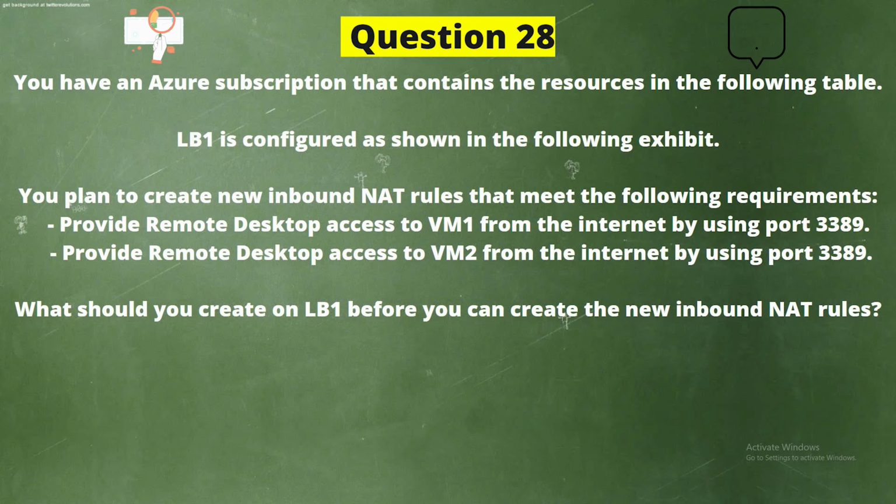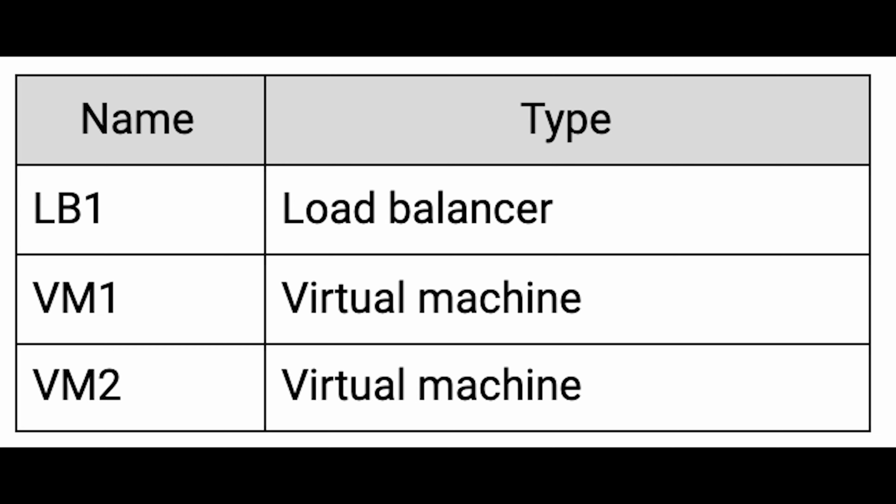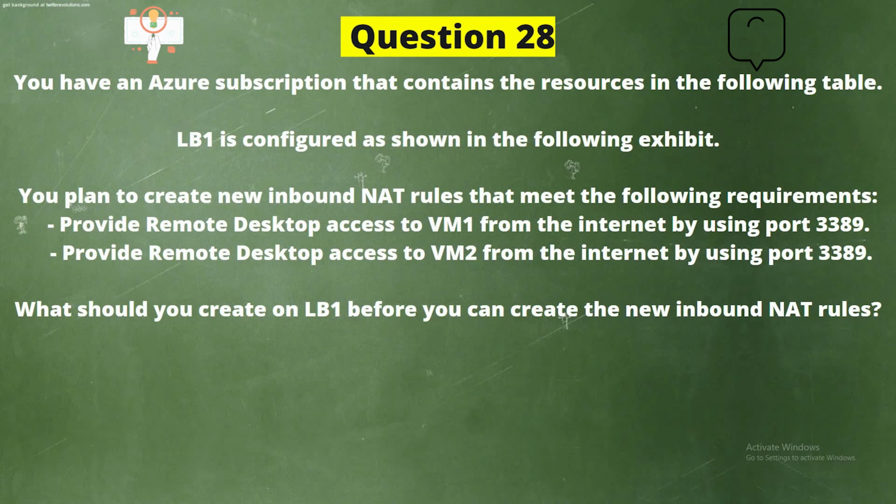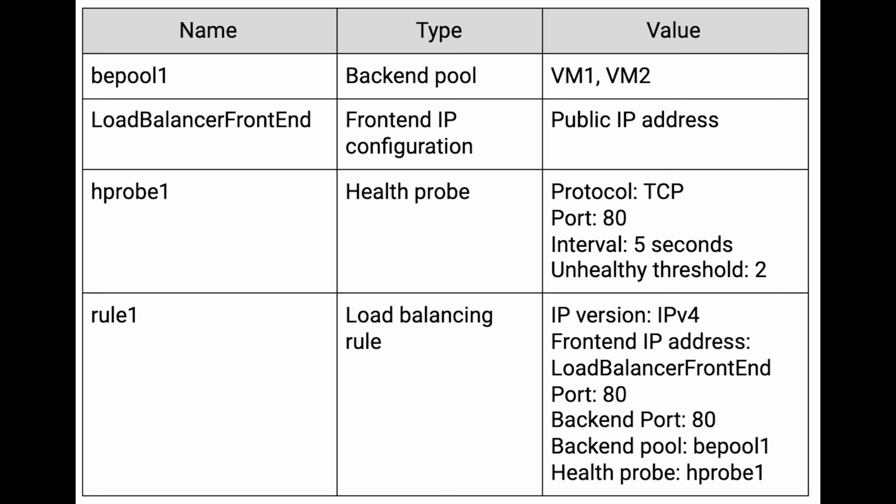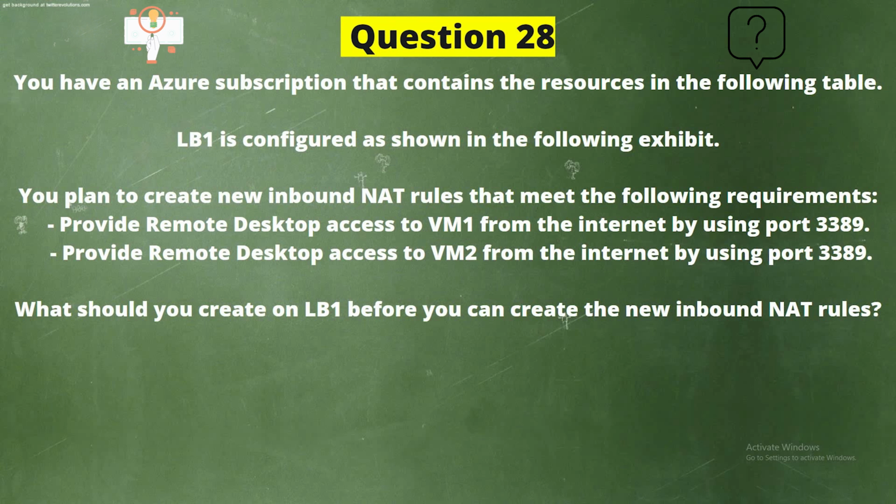Next question. You have an Azure subscription that contains the resources in the following table. LB1 is configured as shown in the following exhibit. You plan to create new inbound NAT rules that meet the following requirements. Provide remote desktop access to VM1 from the internet by using port 3389. Provide remote desktop access to VM2 from the internet by using port 3389. What should you create on LB1 before you can create the new inbound NAT rules?